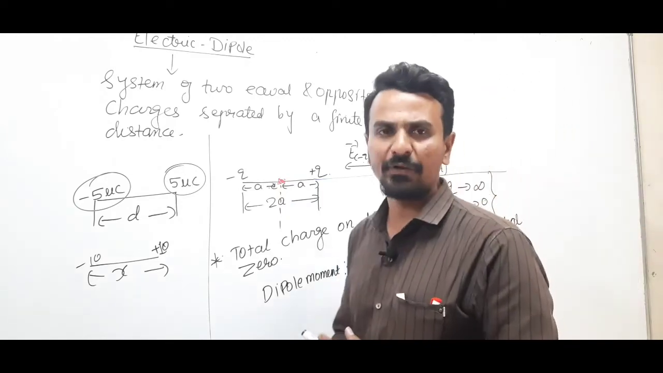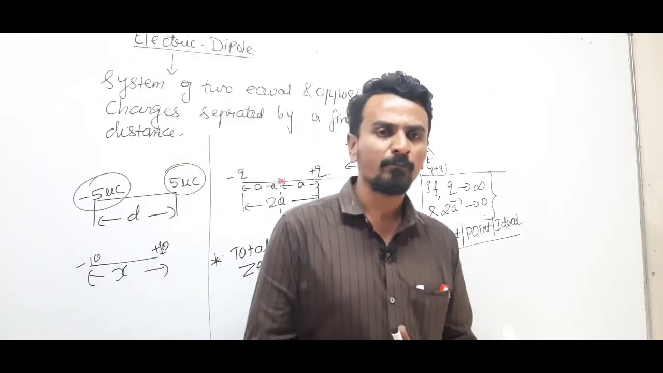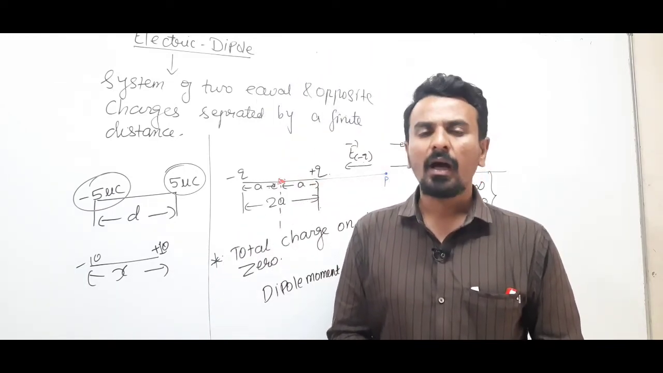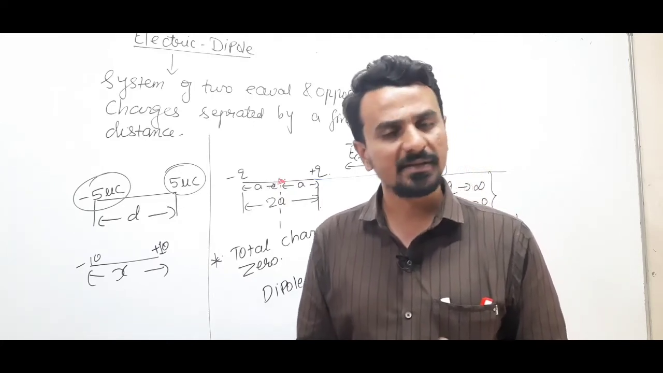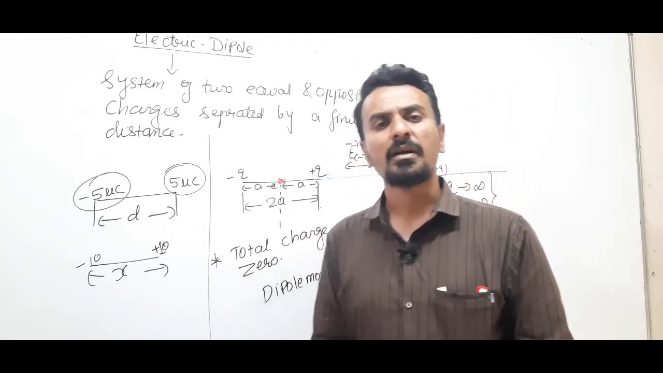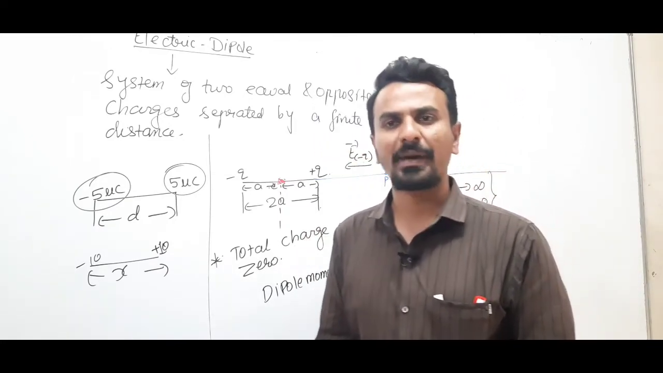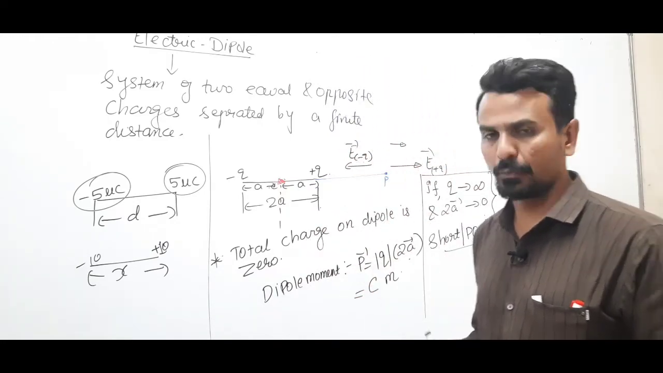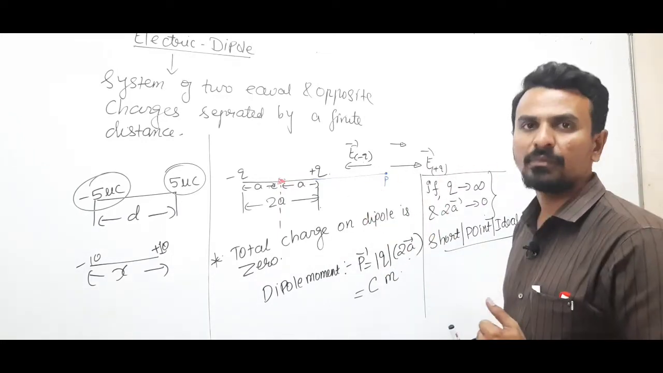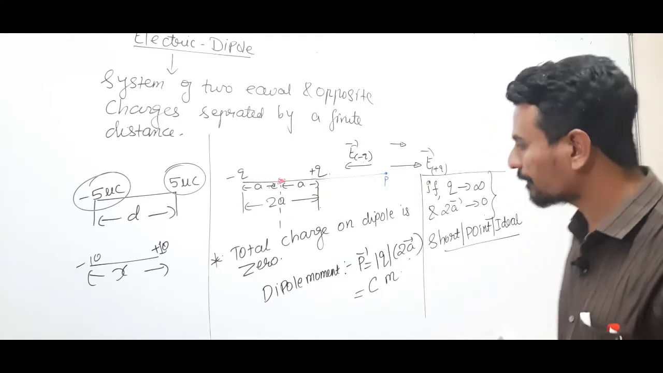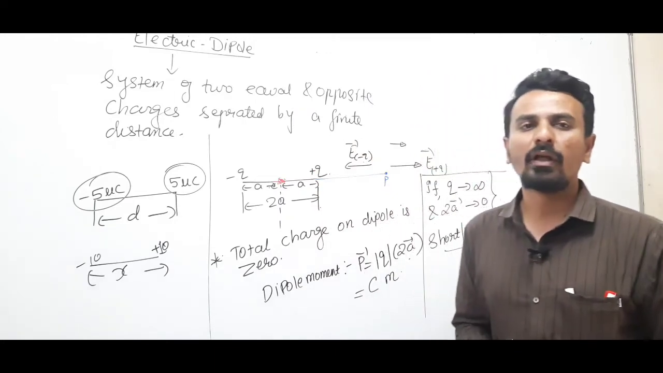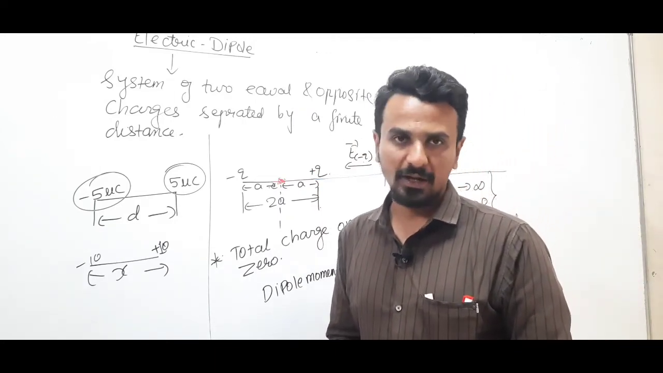So overall, this was a brief introduction to the electric dipole. A dipole is a system of two equal and opposite charges separated by some finite distance, right? The total charge on the dipole is 0, as charge is a scalar quantity. We define the dipole moment, which determines the strength of the electric dipole. It is equal to the magnitude of any one of the charges times the distance between the two charges, and it is a vector quantity whose direction is from negative to positive. What if q tends to infinity and 2a tends to 0? Then such a dipole is known as a point dipole, ideal dipole, or short dipole.